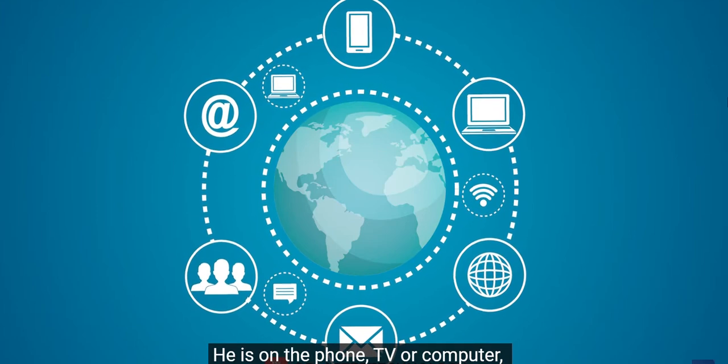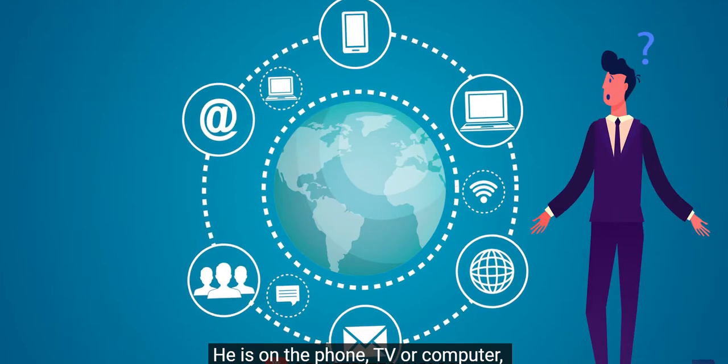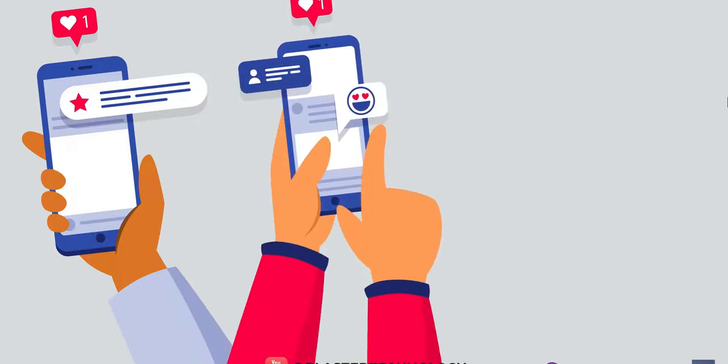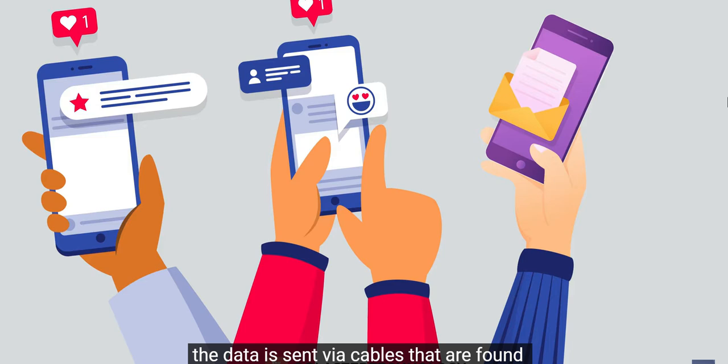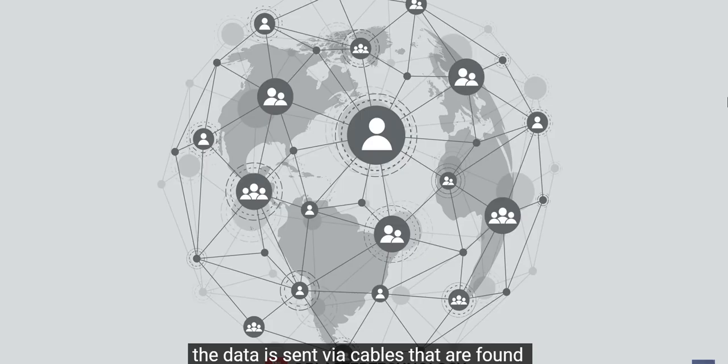The internet is everywhere but still nowhere. It is on the phone, TV, or computer, but where exactly does it come from? Every time you receive a notification, access a site, or send an email, the data is sent via cables that are found all over the globe and so reach the recipient.